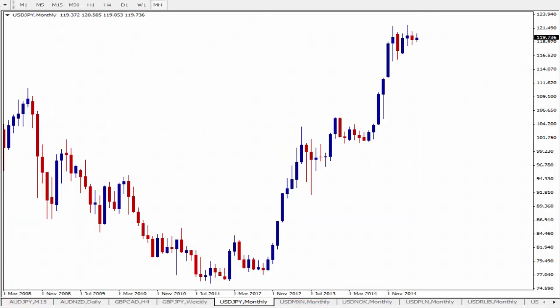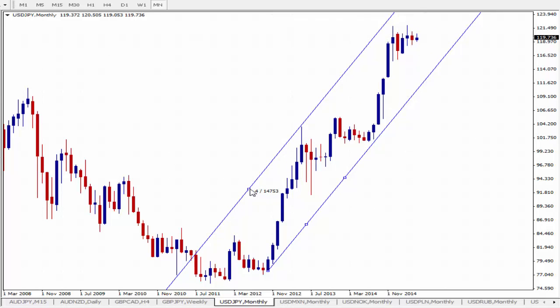Alright, so I'm going through a lot of charts, but that's the whole point of the system: to actually go through a lot of charts, find the one that you want to trade in, and then stick with it long term.